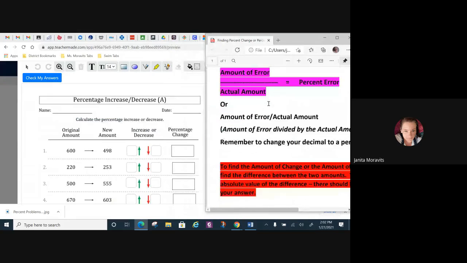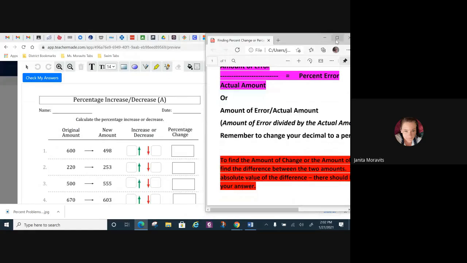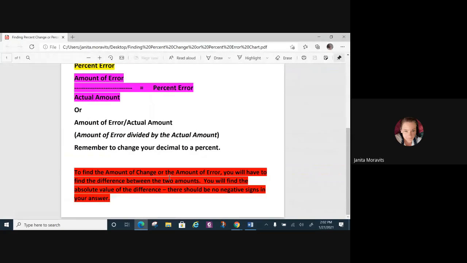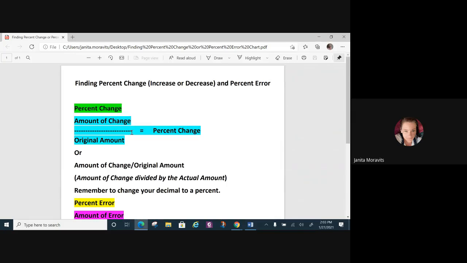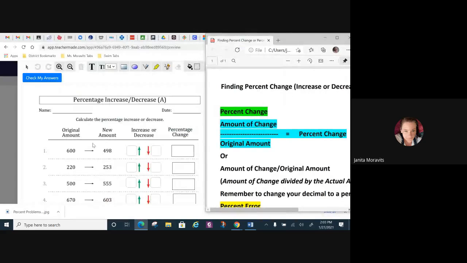Let's show you this in full right here. To find the amount of change, don't worry about the amount of error right now. You will have to find the difference between the two amounts. You find the absolute value of the difference, and when you find a difference, that's using subtraction. There should be no negative signs in your answer because you're just looking at the amount of the change, not whether it was a positive or a negative thing. All right, so percent change equals amount of change over the original amount.